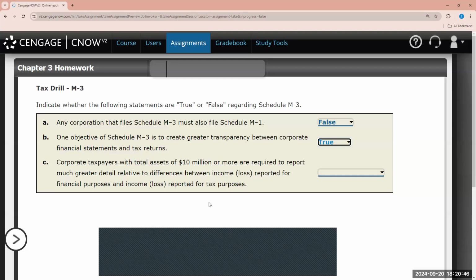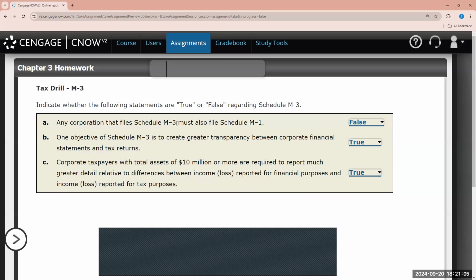Statement C states that corporate taxpayers with total assets of 10 million or more are required to report much greater detail relative to differences between income or loss reported for financial purposes and income or loss reported for tax purposes. The answer is true. Again, that is the purpose of the M-1 in comparison to Schedule M-3.